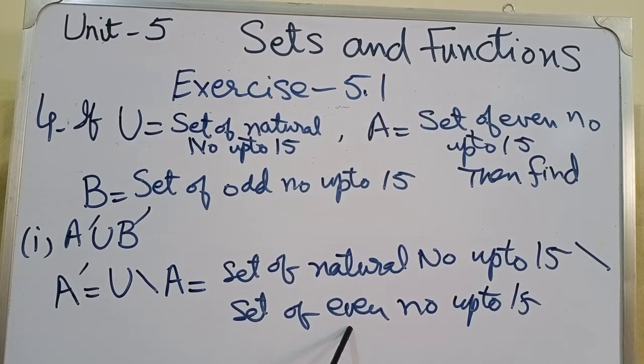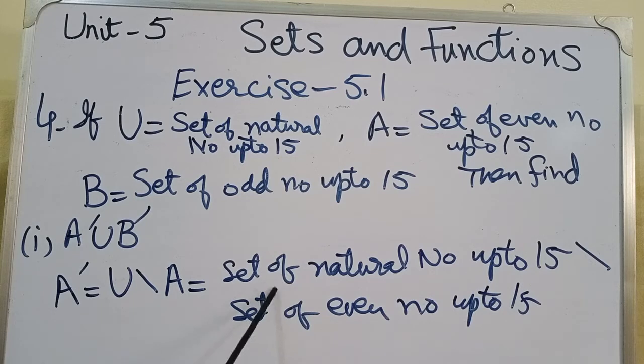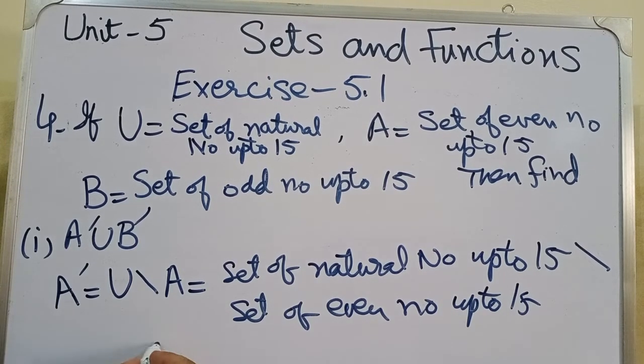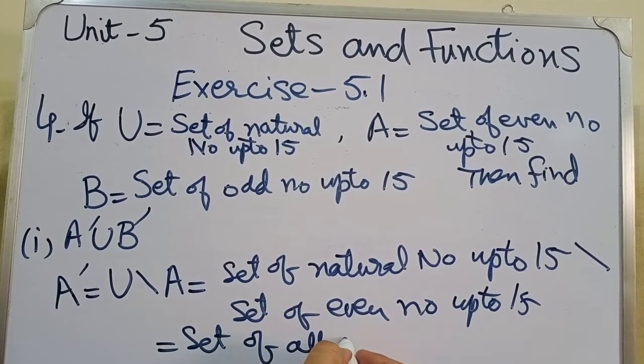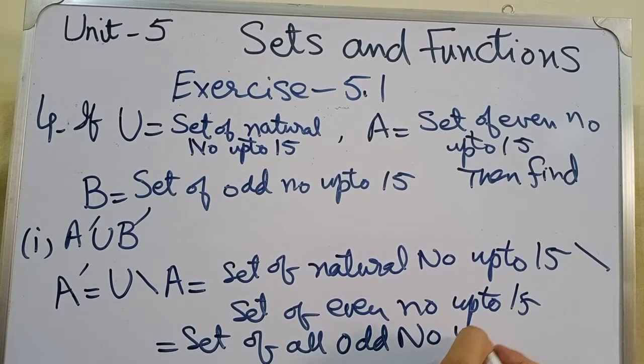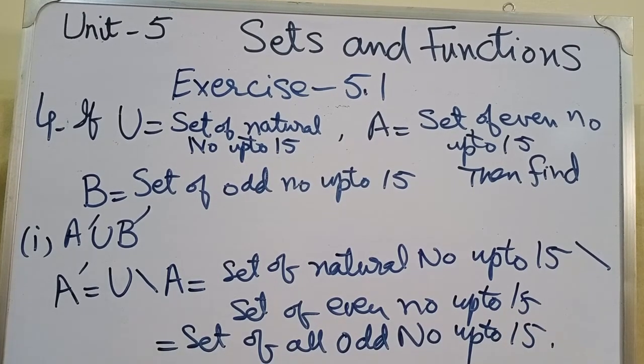First of all, you eliminate all even numbers from natural numbers up to 15. We have remaining only odd numbers up to 15. So A complement is a set of all odd numbers up to 15. We can write here set of all odd numbers up to 15. This way is very easy and perfect.